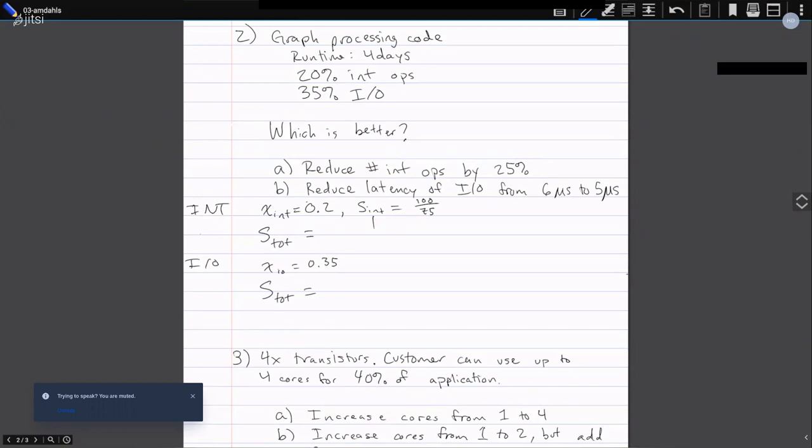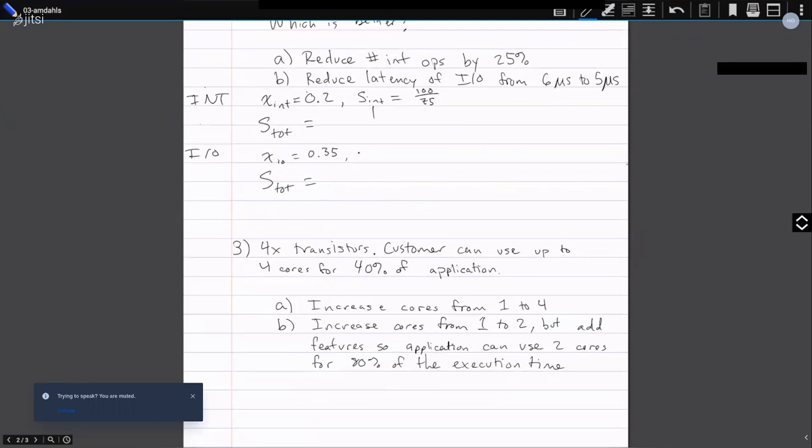And what's the speedup for IO? You'd have 100 over 65, right? I don't think so. 6/5, yeah, 6/5 sounds more correct. Again, we're looking just at the speedup that we get from the problem. So we have 6 down to 5, and the units are the same, so we can ignore the units because they get divided out. Does that make sense?